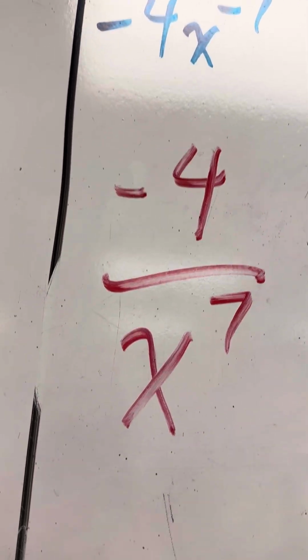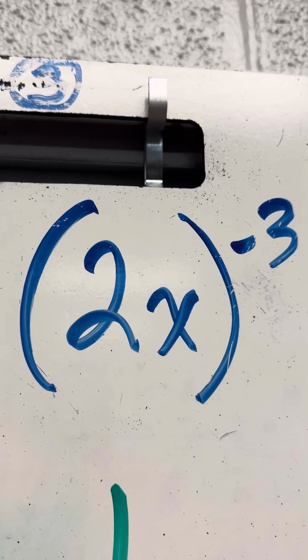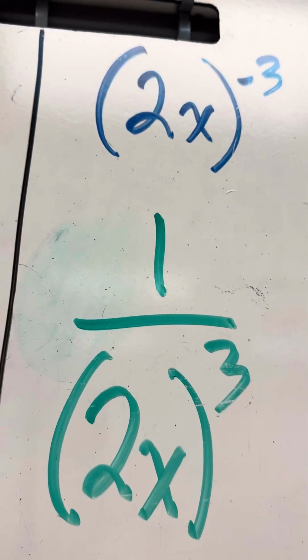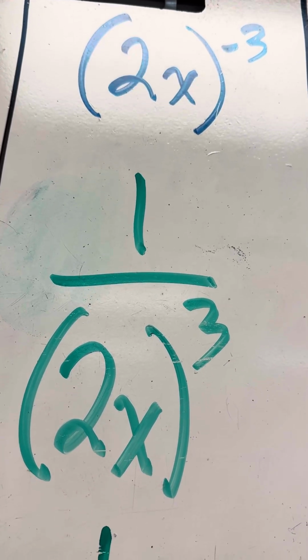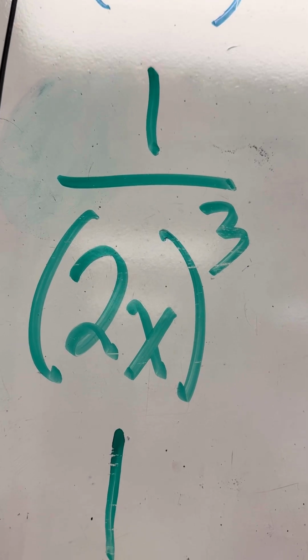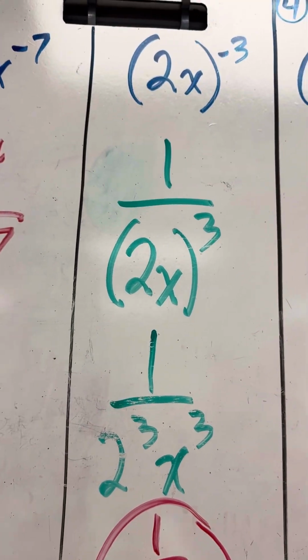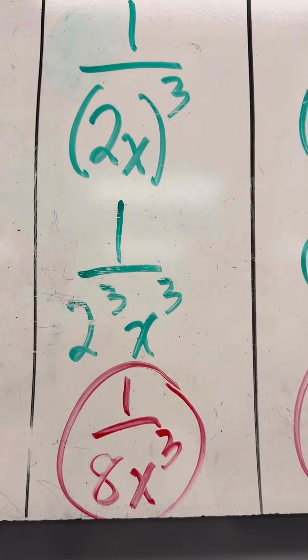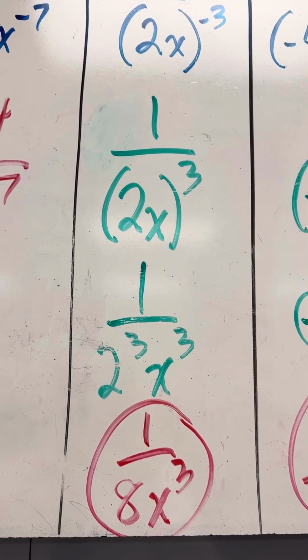Okay. Here, they're both connected to the negative 3rd power. So we're going to put 1 over 2x to the 3rd power. But we're going to treat it like distribute, where the 2 is going to be to the 3rd and x is going to be to the 3rd. So you have 1 over 8x to the 3rd, because 2 to the 3rd is 8. Okay.